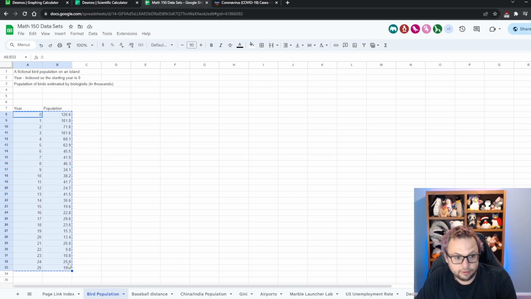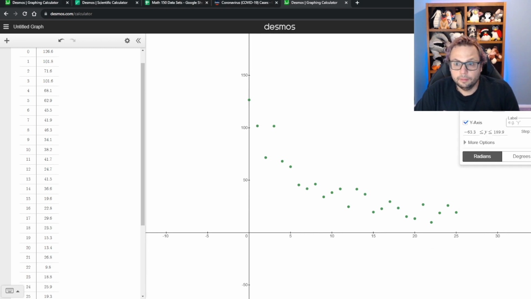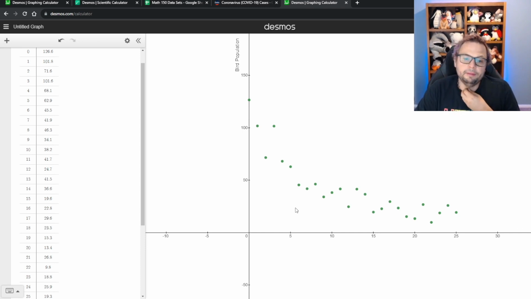So let us go ahead and pull up a graph of this data. Okay. So first of all, to note, we should label our axes. So we've got bird population on the y-axis. And we've got year here on the x-axis. This is pretty common, by the way, when you're graphing things, to start with an index year of 0. So just whatever year you start studying the birds, you call that year 0, and then you go year 1, year 2, year 3 after that. That's a pretty normal thing to do.